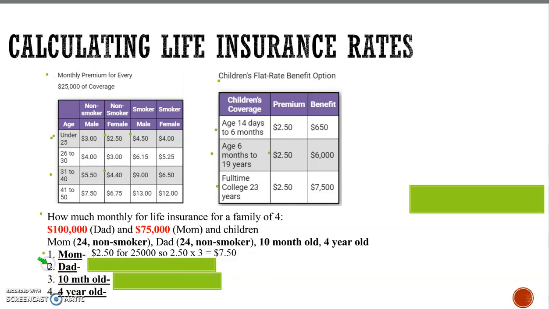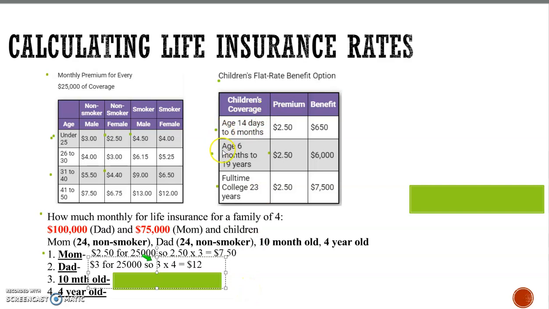Now let's try dad. Dad is 24, so same row. He's a non-smoker and a male. So he is going to be $3 for $25,000 worth of coverage. Okay. For him, we want $100,000 of coverage. So that $25,000 times 4, since we want to buy 4 of those, I have to multiply it by 4. So $3 per month times 4 will give me $12 per month for dad to be covered for $100,000.